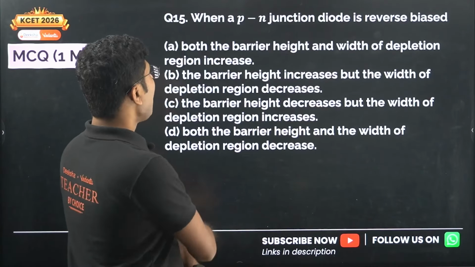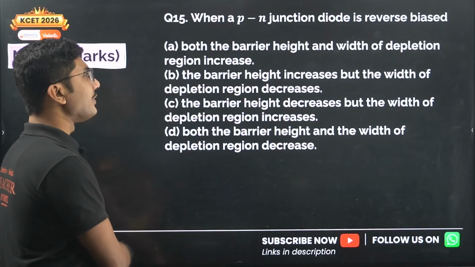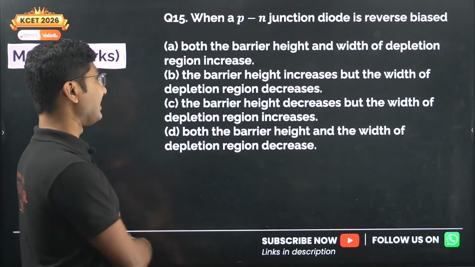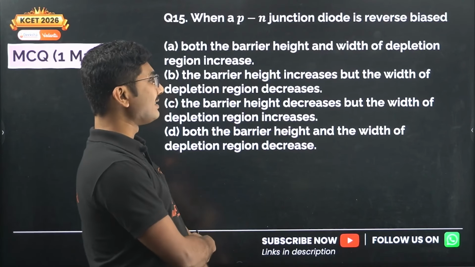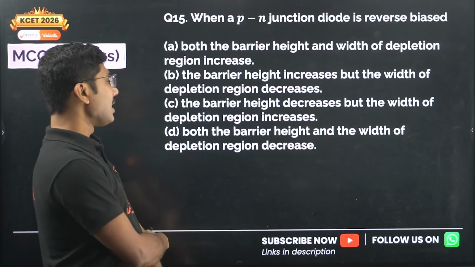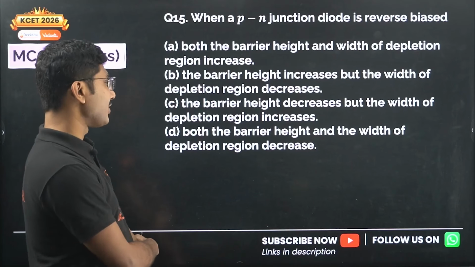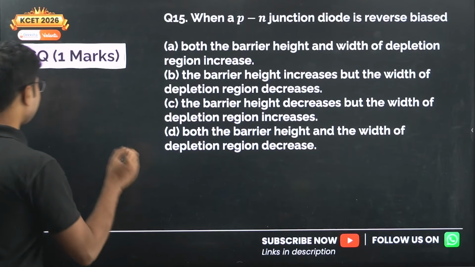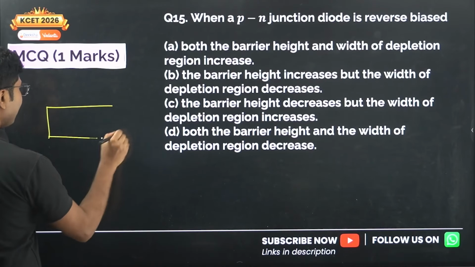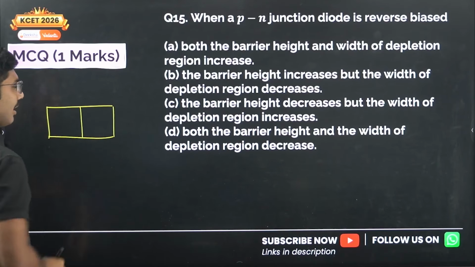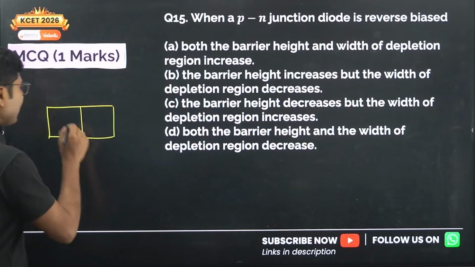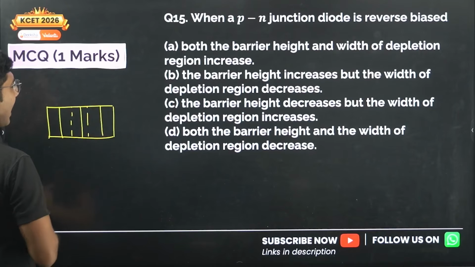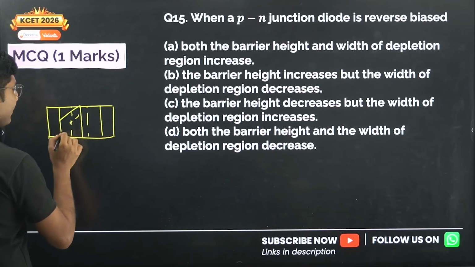Now next question, when PN junction diode is reverse biased, both barrier height and width of depletion region increase; the barrier height increases but the width of the depletion region decreases; the barrier height decreases but the width decreases; both decrease. So first of all, let us understand. Here we have a PN junction. If you apply reverse bias to a PN junction, what happens? The depletion region increases. Initially, suppose the depletion region was this. As you are applying reverse bias, the depletion region increases.